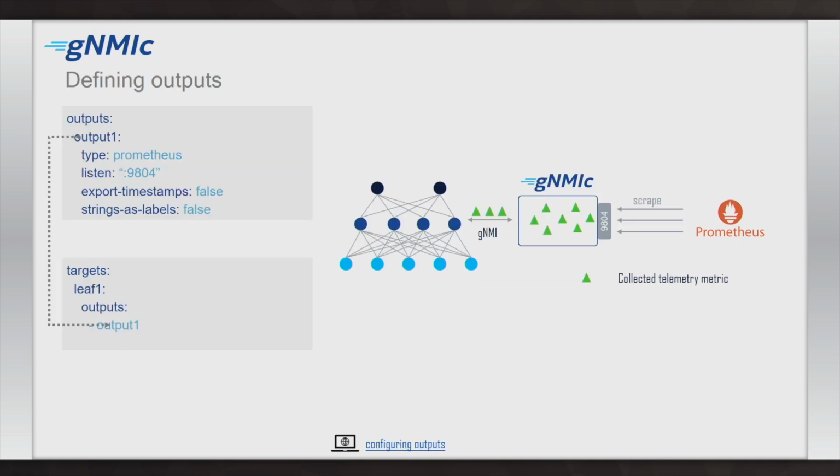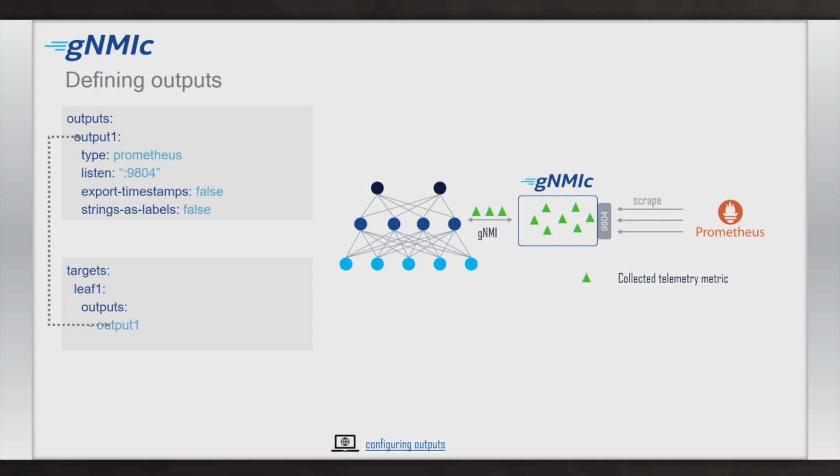Okay. So the way to define an output is very similar to a subscription. Under outputs, you give it a name, a type, and then you bind it to the target if you want the subscriptions of that target to go to that specific output. So what gNMIc will do is get that gNMI notification, store them, and make them available to the output. If the output is pull-based, like Prometheus, Prometheus will send a scrape request every 10 seconds by default. gNMIc will have those notifications ready to send back to Prometheus.